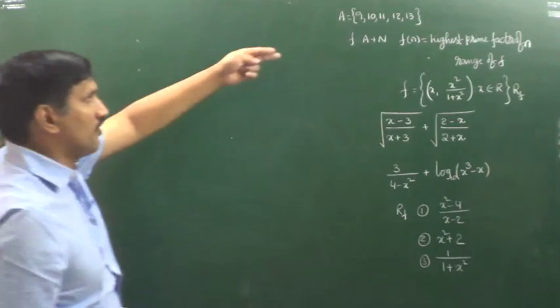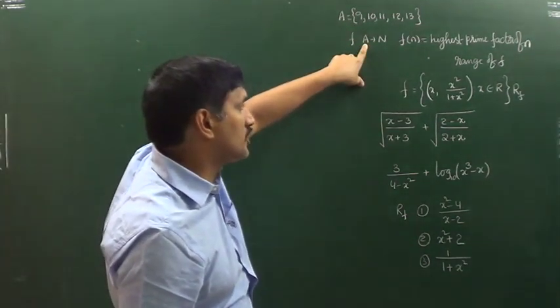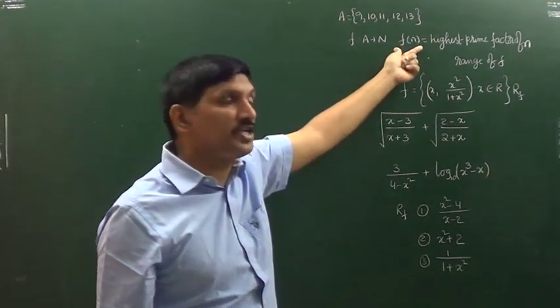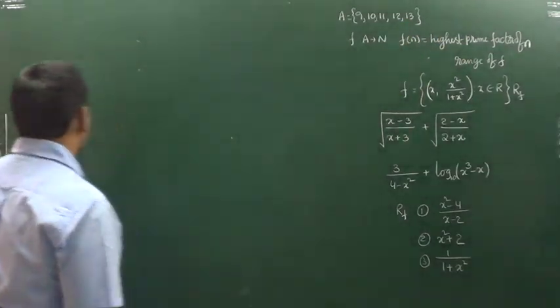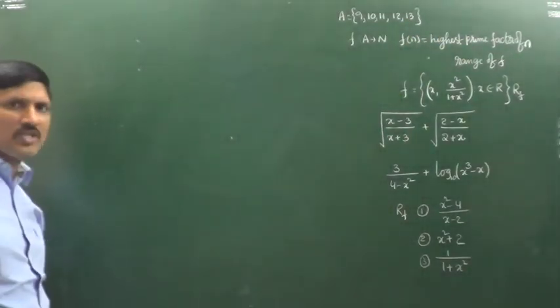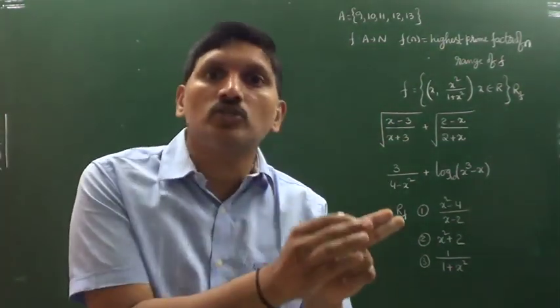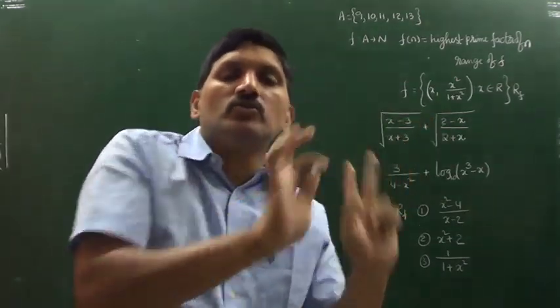See, the next question is given like this. A set is given. F is a function from set A to the set of natural numbers, f of n is equal to the highest prime factor of n. Then it asks to find the range of f. What is the range of f? The set of all functional values is called the range.